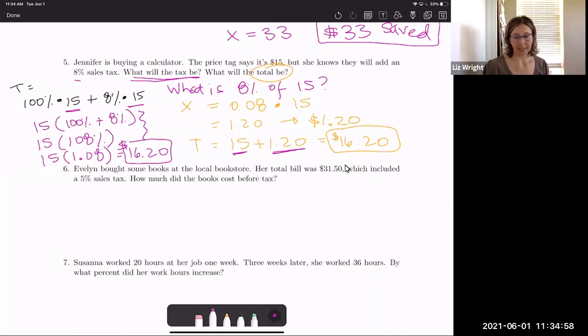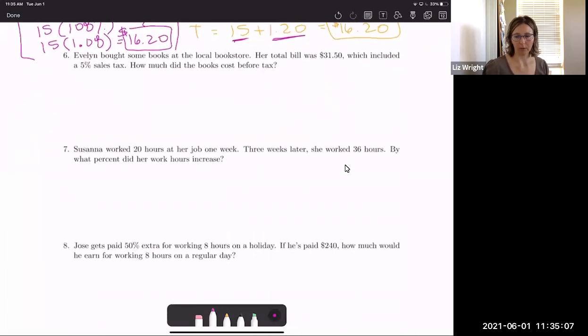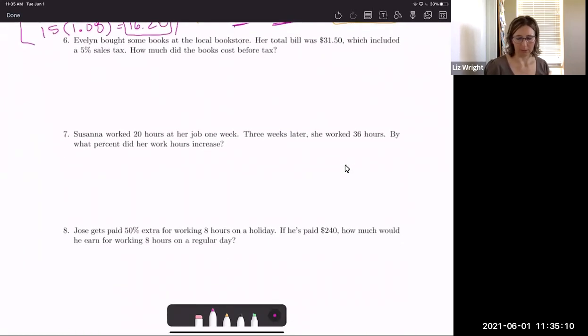So you should pause it and see, based off this information, you should totally be able to do number 6 on your own now. So pause it and see if you can do number 6 on your own. All right, let's see how you did.